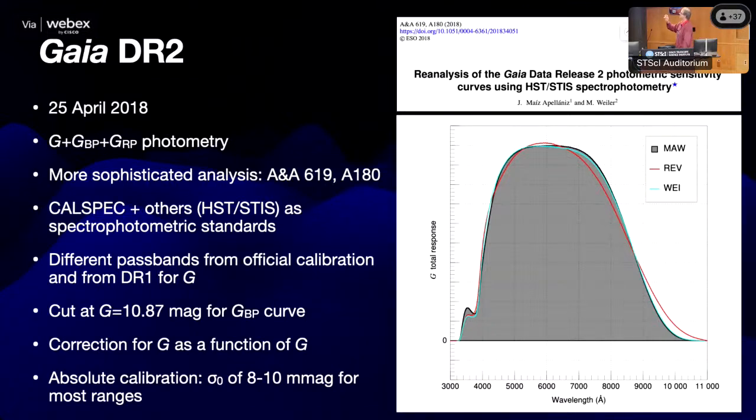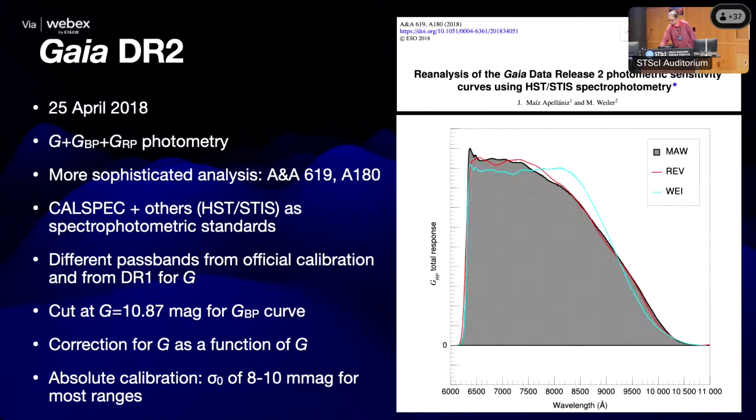First of all, the passbands were different from the official, even the nominal, and what was at that time the DR2 official calibration. And here you have examples. What you have in red was the official calibration, and what you have in gray was our calibration. And you can see they are similar, but slightly different, right?